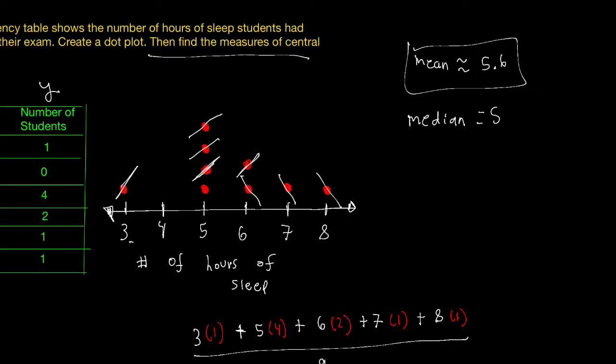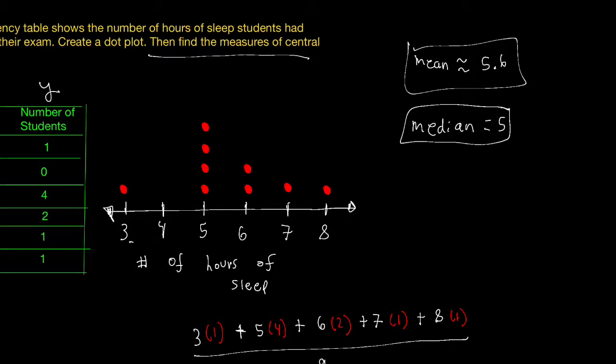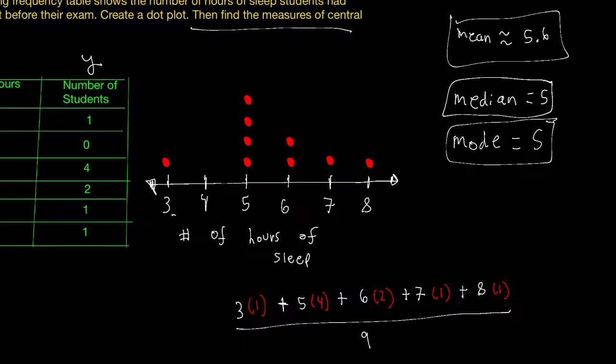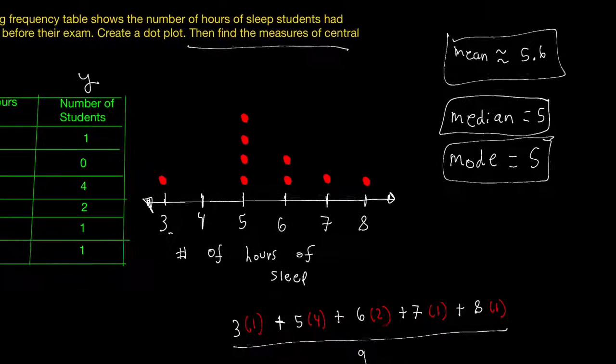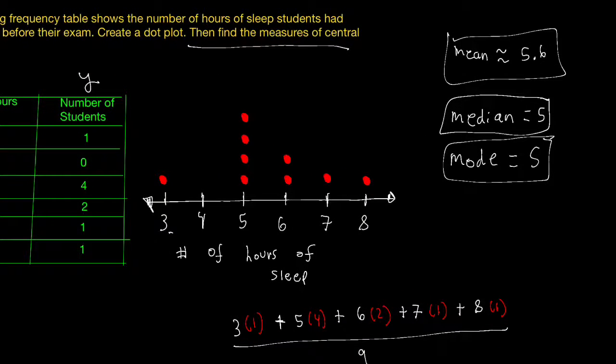Let's go ahead and grab the mode now. And the mode is the value with the most frequency, or the one with the highest peak. And here 5 has the highest peak. It has 4 dots. So the mode is 5. Let's go ahead and record that. Mode is 5, because again 5 is the one with the highest peak. And there we have it. We have our dot plot. We have the measures of central tendency. So do the last problem and I'll see you on the next lesson.